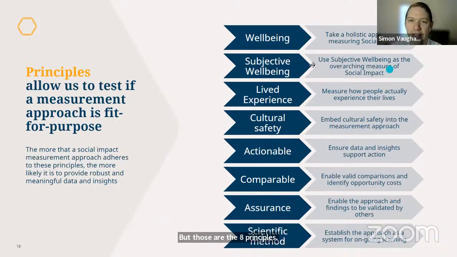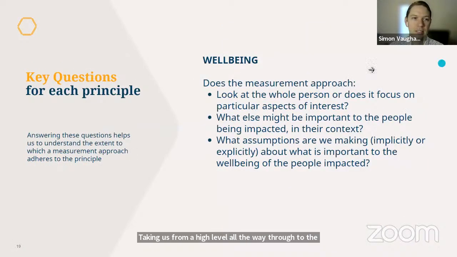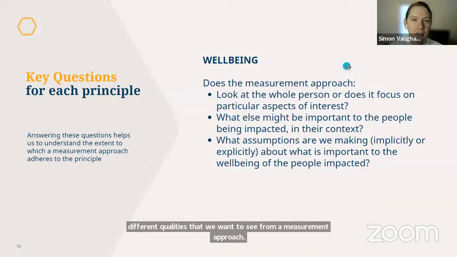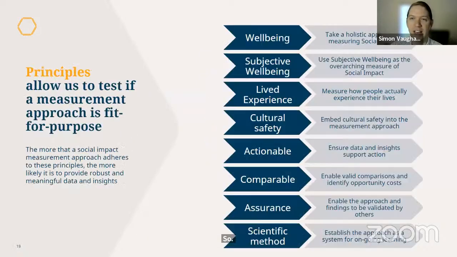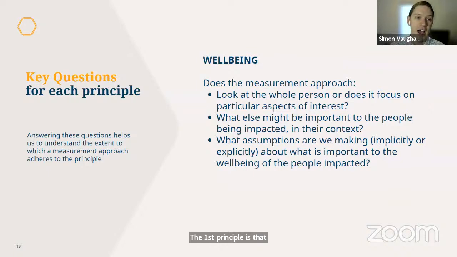And so it's about taking us from a high level all the way through to the different qualities that we want to see from a measurement approach. So the first principle is that the measurement approach treats well-being as the overall goal.